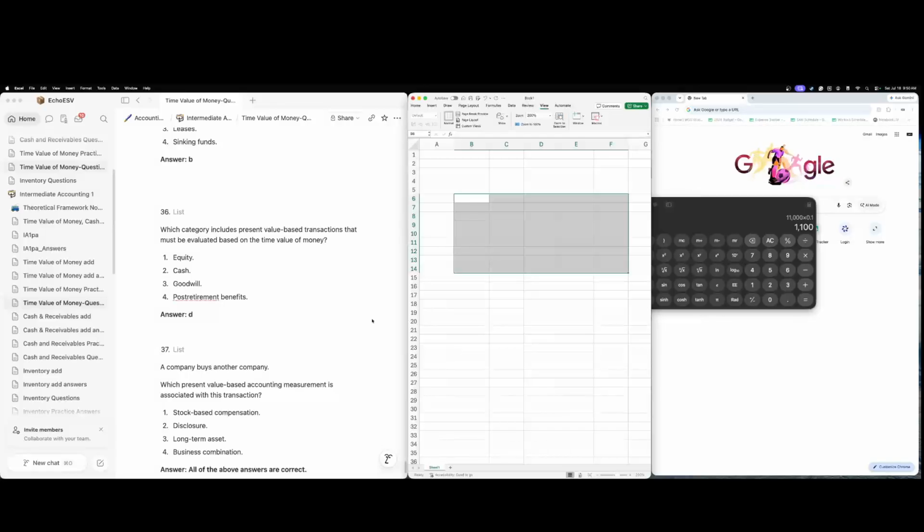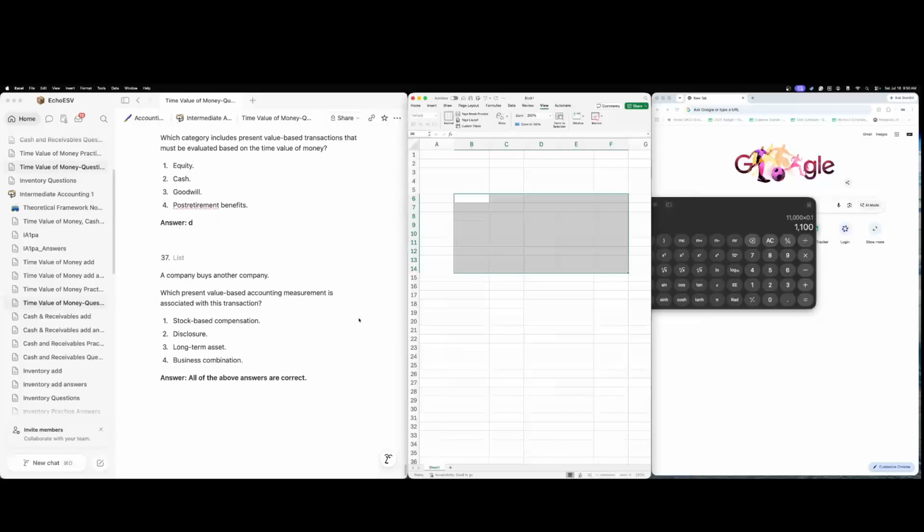Which category involves present value transactions that must be evaluated based on the time value of money? Equity doesn't necessarily have a return or interest rate. Cash doesn't have an interest rate. Goodwill doesn't have an interest rate. Post-retirement benefits, on the other hand, do.